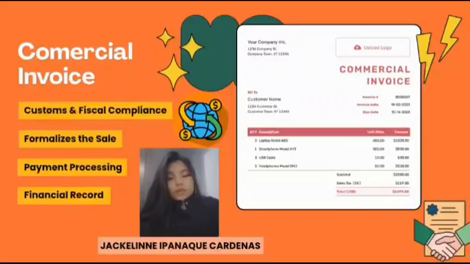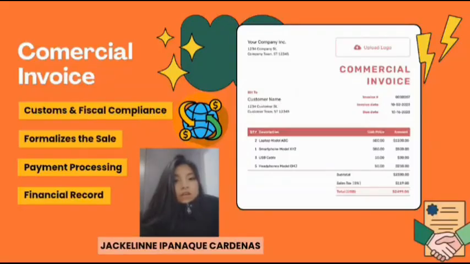Commercial invoice. The commercial invoice is a legal and accounting document used by the exporter to bill the importer. It serves as the official proof of the sale transaction for international trade. Key function: customs and fiscal compliance. This is the primary document customs authorities use to calculate tariffs, duties, and taxes. An inaccurate invoice can lead to shipment detentions, fines, and severe delays in the supply chain.